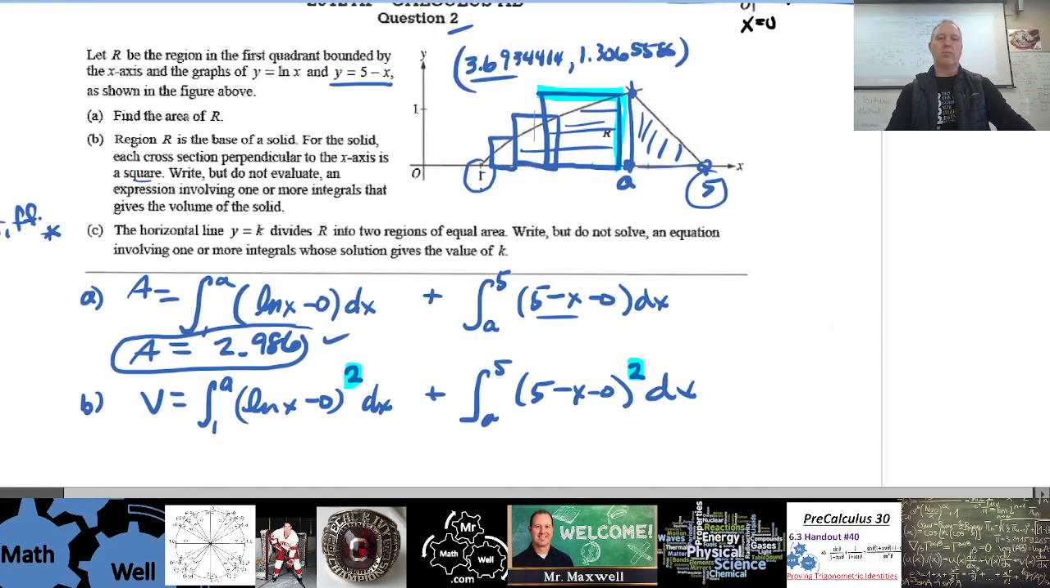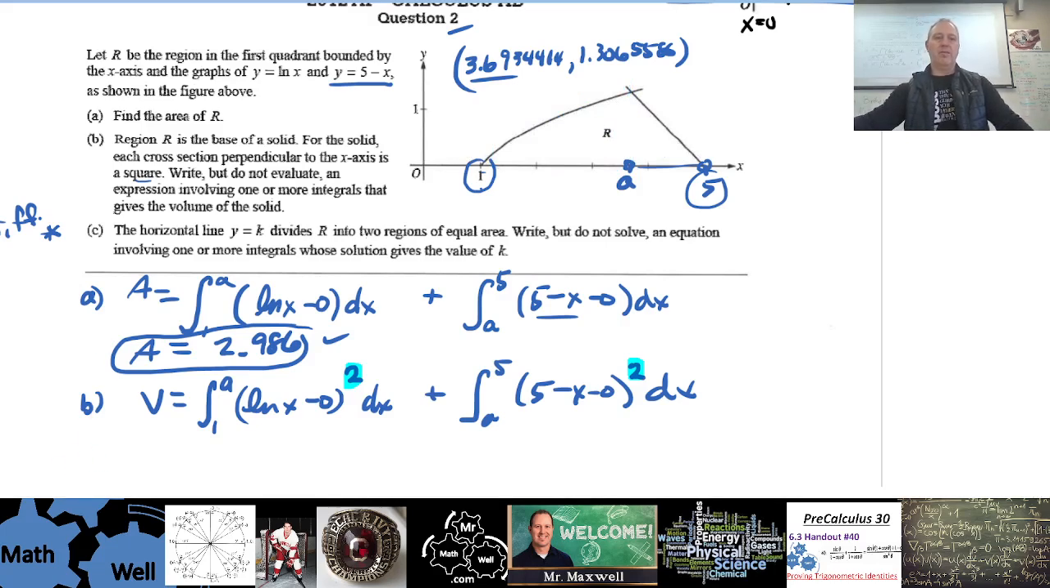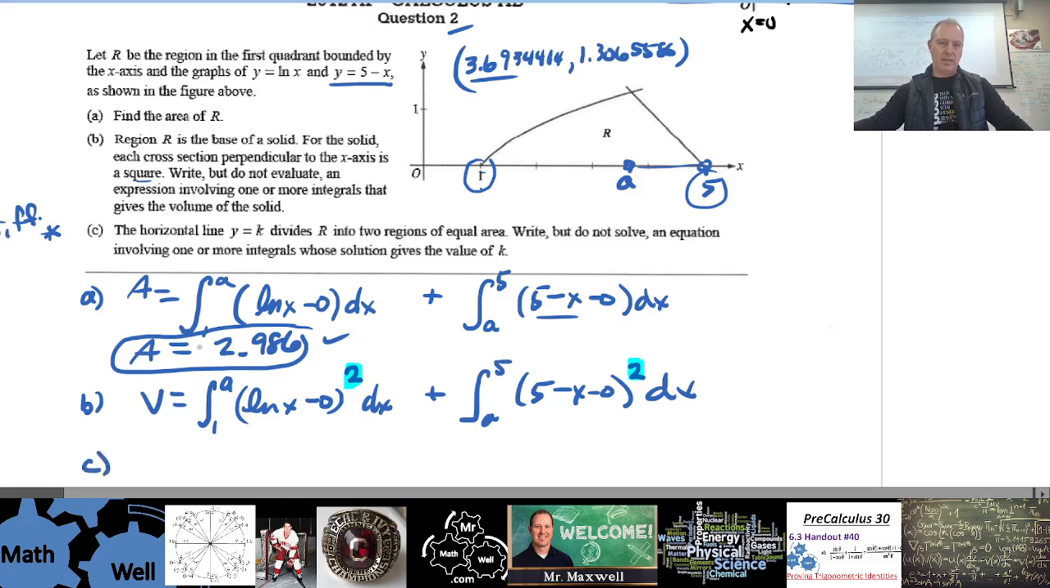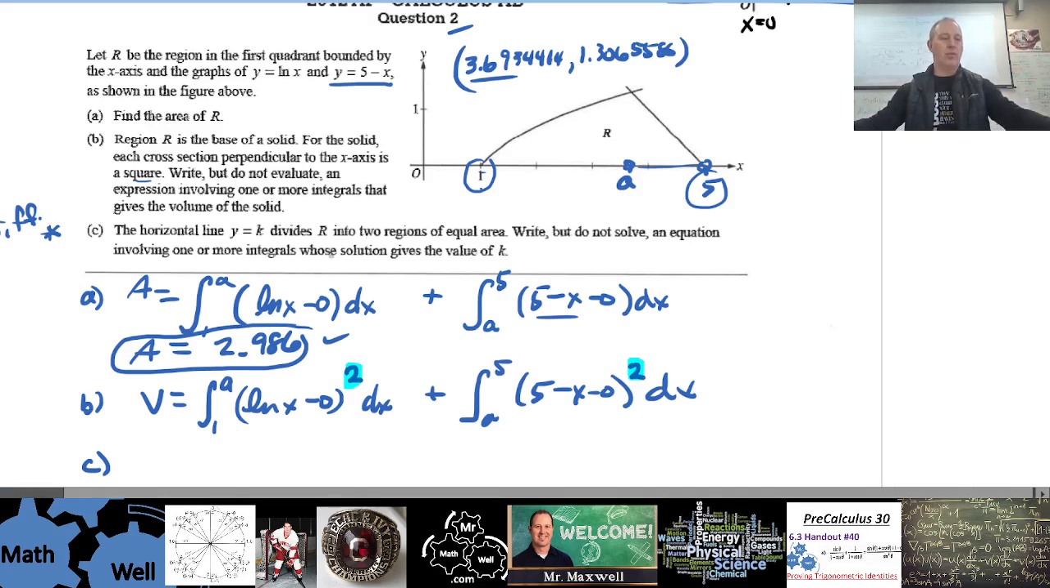Okay, so C is the tricky part here. I will fully grant that C is off the wall here. It's kind of tricky, so let's see if we can figure this out. And if you haven't tried this yet, and you're watching this video, I would suggest you pause right now. Try C. Just see how far you can get, and then we'll go over it in a bit here.